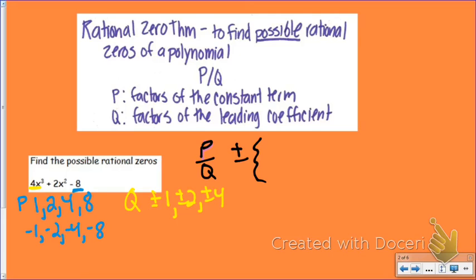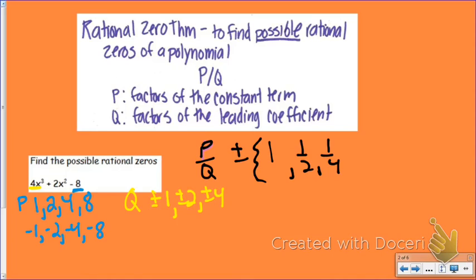So the easiest way to make sure I include all of these, what I like to do is start with one P, so I'll start with 1, and I'll do 1 divided by each Q. So I'll do 1 over 1, 1 over 2, and 1 over 4. Now you guys all know 1 over 1, that's the same thing as just 1. Now I go to my next P.